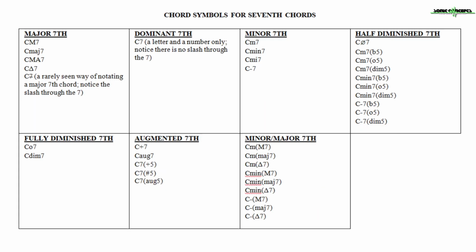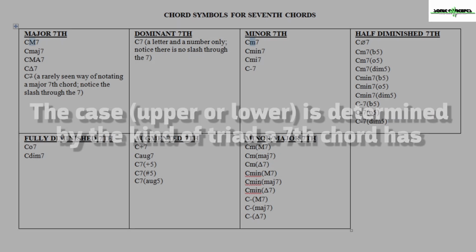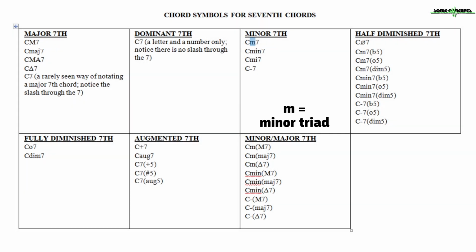Looking at these chord symbols, you will note the use of a lowercase m as well as an uppercase M directly after the root. The choice of whether a lowercase or uppercase m is used after the root in notating a 7th chord is determined solely by the kind of triad a chord has. A lowercase m after the root means the 7th chord contains a minor triad. An uppercase M after the root means the 7th chord contains a major triad. Additionally, a plus sign directly after the root indicates the 7th chord contains an augmented triad, while a small 0 directly after the root means the 7th chord contains a diminished triad.